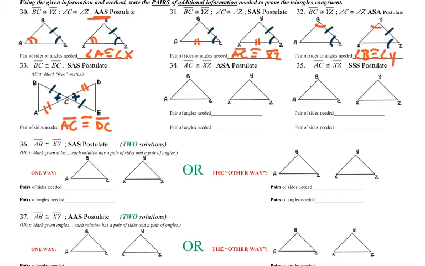Next one, AC and XZ, down here at the bottom. And now it wants angle, side, angle, so I'm going to need two things. I'm going to need angle A congruent to angle X, and I'm going to need angle C congruent to angle Z to make angle, side, angle. If I want to do side, side, side, again, I'm going to need two pairs. I'm going to need the pair of sides AB, XY, and I'm going to need the pair of sides BC, YZ.